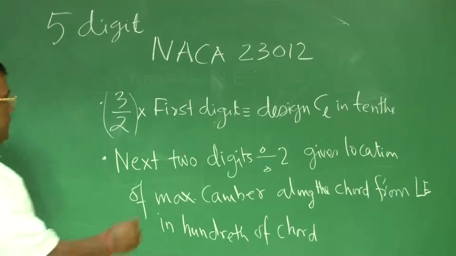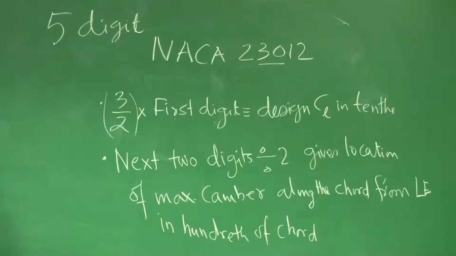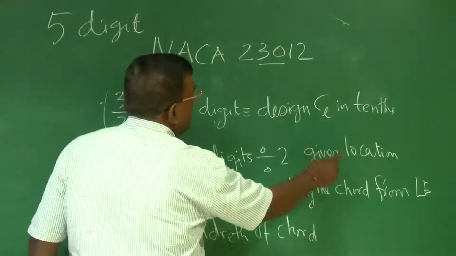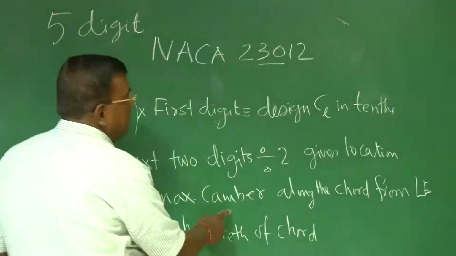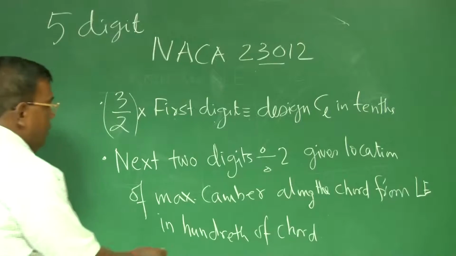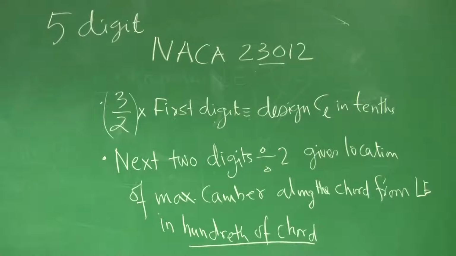What is the next 2 digits? How do I take information from that? It says the next 2 digits divided by 2 gives me the location of maximum camber along the chord line from the leading edge in 100ths of the chord. Right? It's not a big philosophical statement, if you just follow it.